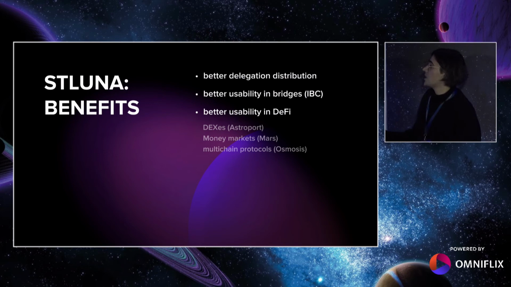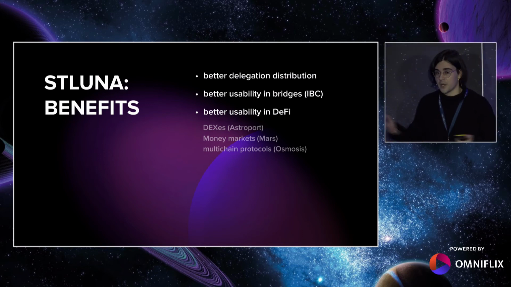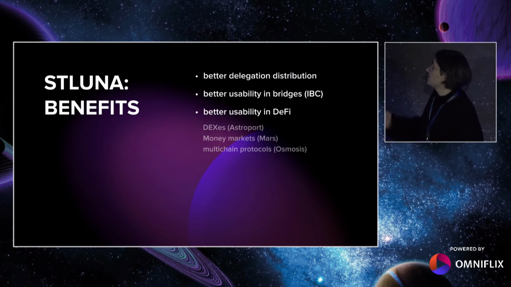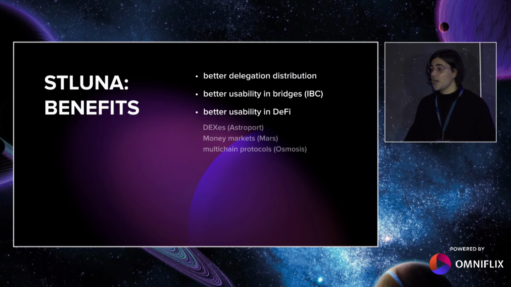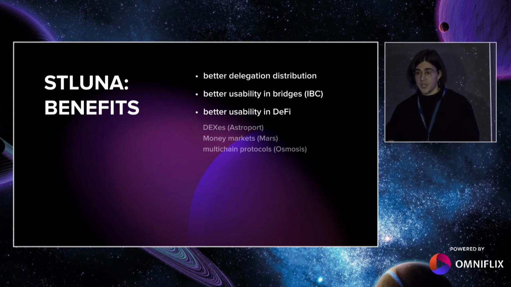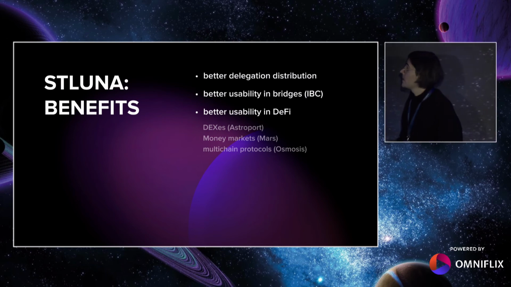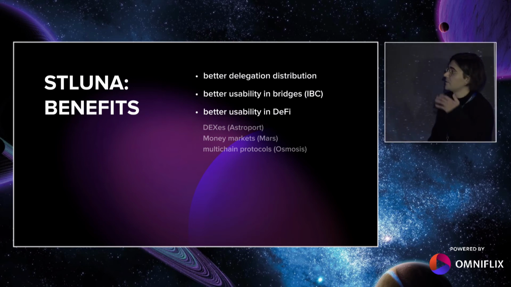So the benefits of STLUNA are rather obvious now. I hope we target the uneven delegation distribution. It is better usable in bridges like IBC and in DeFi in general because, once again, the rewards are compounded. You don't have to deal with the rewards separately, and you basically don't lose any money. Vasily will tell you a bit more about the DEXs and money markets that can use STLUNA now.